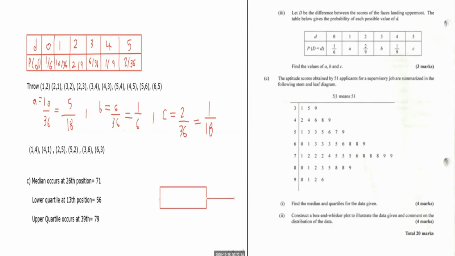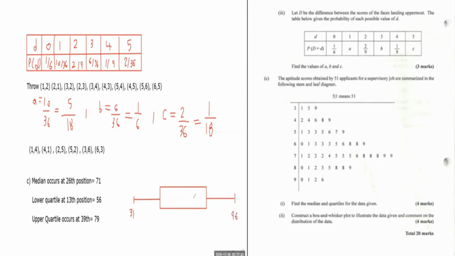You draw a line. The lowest score, of course, is 31. So this right here is the minimum, which is 31. The maximum, which is the highest, is 96.